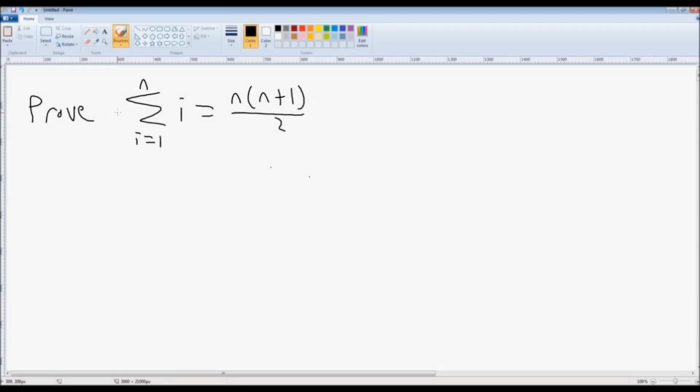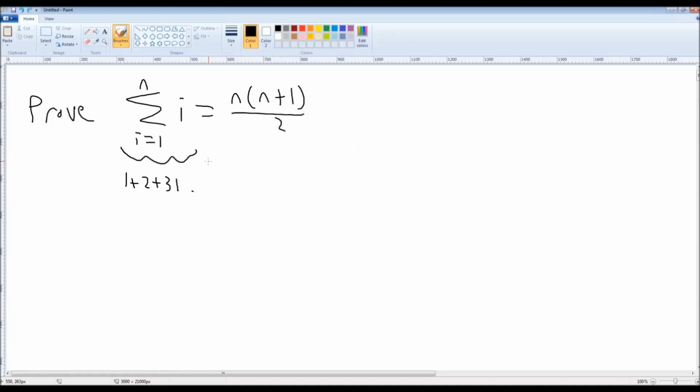Hello. Today we're going to prove this iconic formula. This tells us that the sum of all the numbers from 1 to n is equal to n times n plus 1 all over 2. So this lets you add, for example, all the numbers from 1 to 100 really quickly.